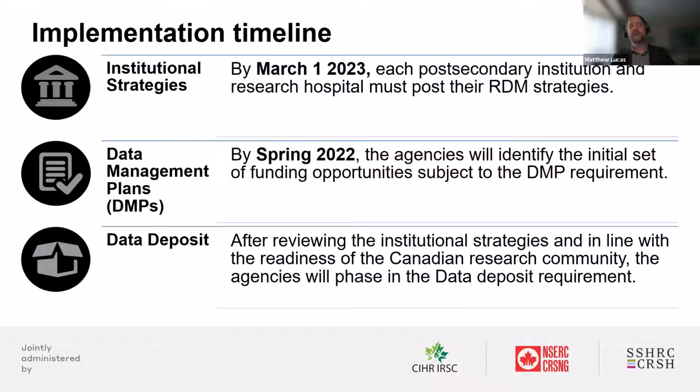Now, in terms of implementing each of these elements of the policy, there are different implementation timelines. The deadline for institutional strategies is March 1st, 2023. So institutions were given 2 years after the implementation of the policy to develop these strategies.